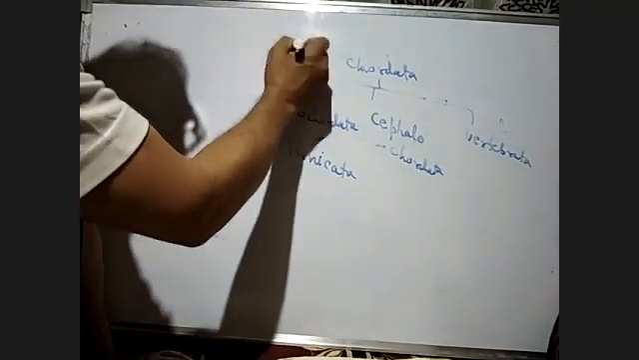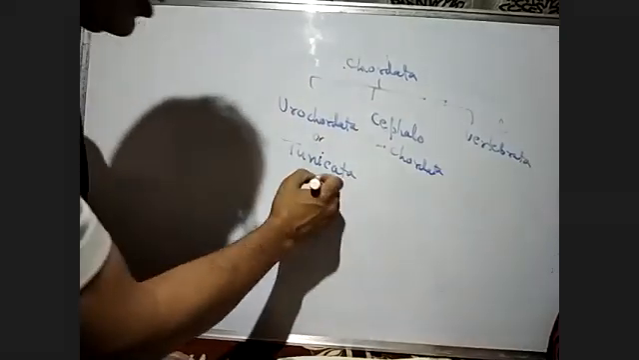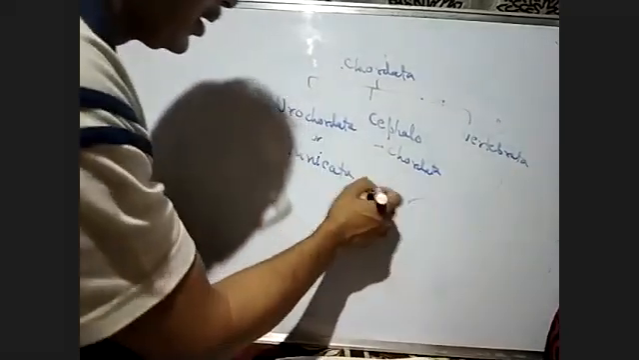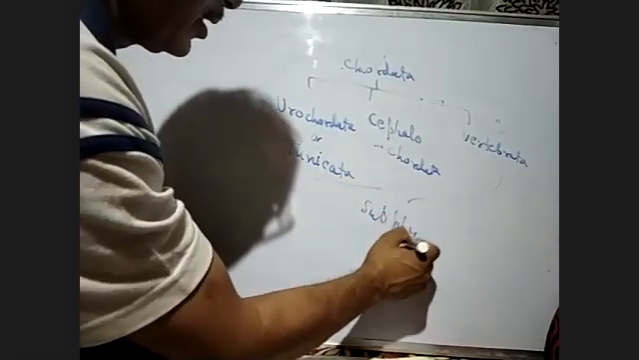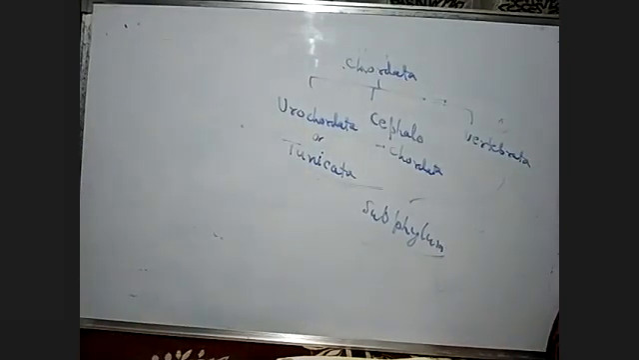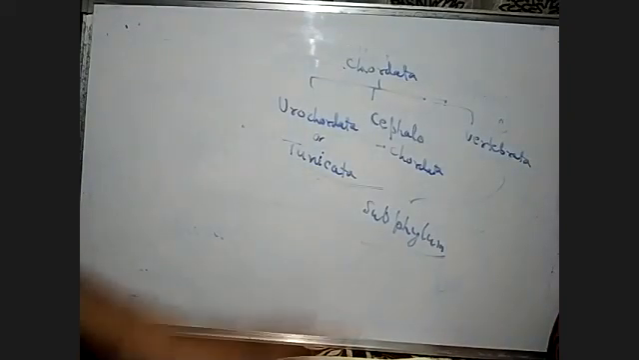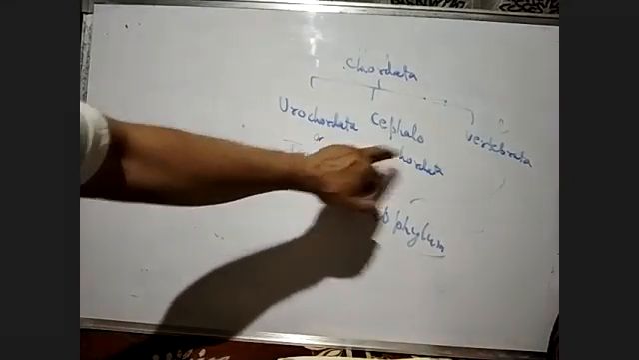Phylum chordata is divided into three subphylum. These are called the subphylum. So the phylum chordata is divided into three subphylum: Urochordata or Tunicata, Cephalochordata, and Vertebrata.